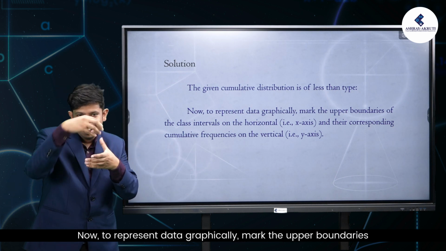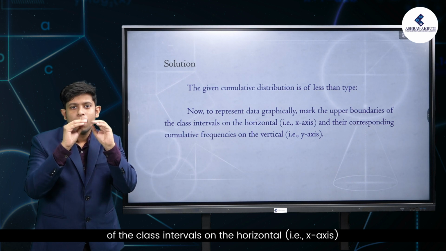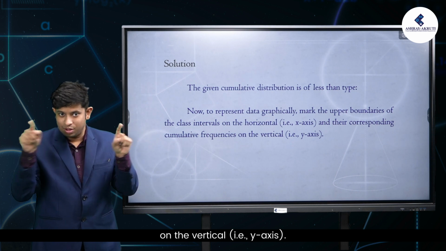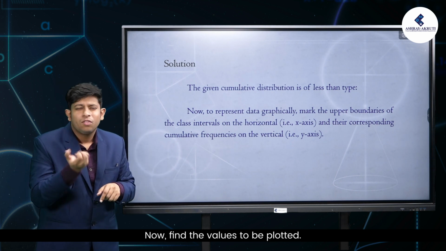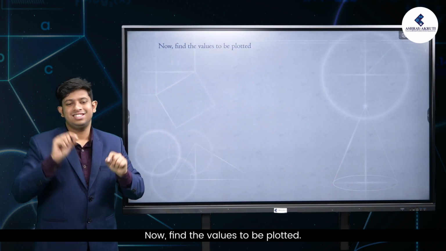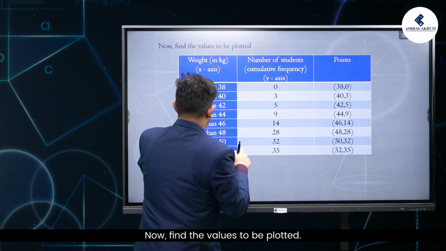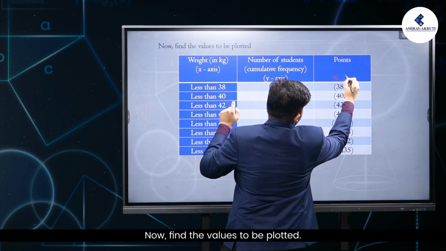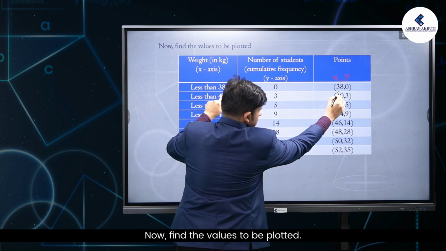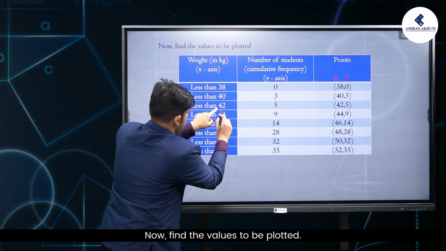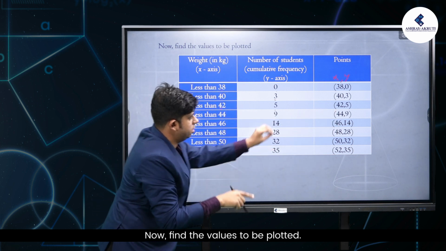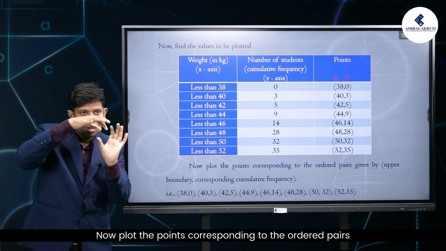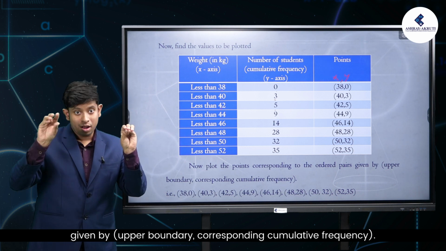Now, to represent data graphically, mark the upper boundaries of the class intervals on the horizontal, that is x-axis, and the corresponding cumulative frequencies on the vertical, that is y-axis. Now find the values to be plotted. Now plot the points corresponding to the ordered pairs given by upper boundary comma corresponding cumulative frequency.